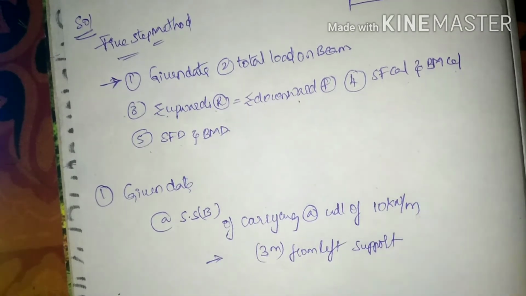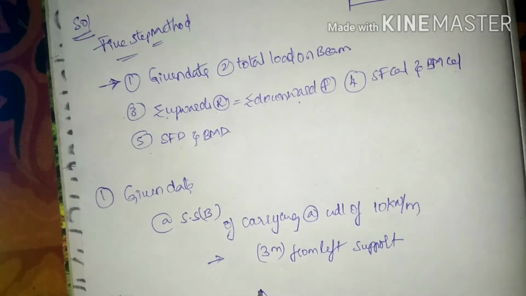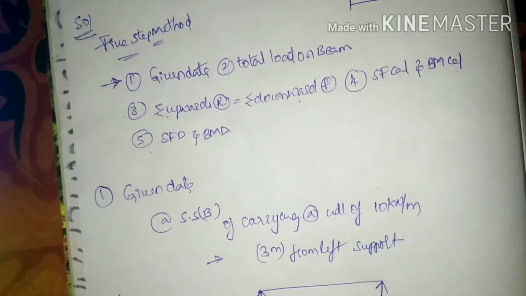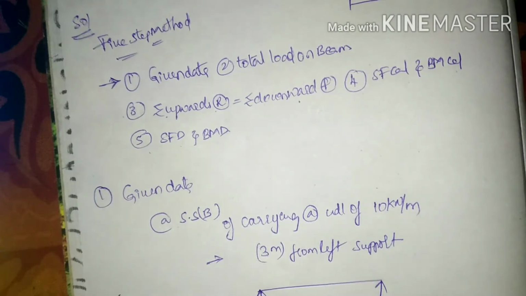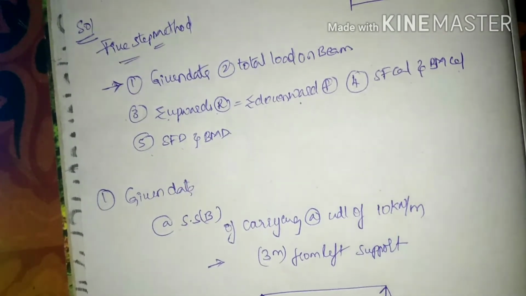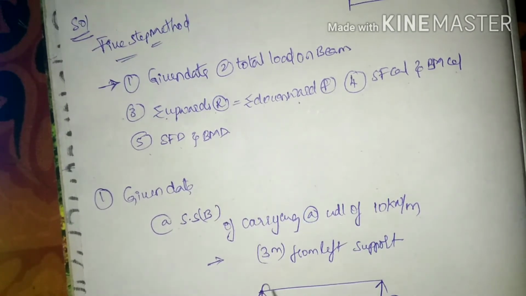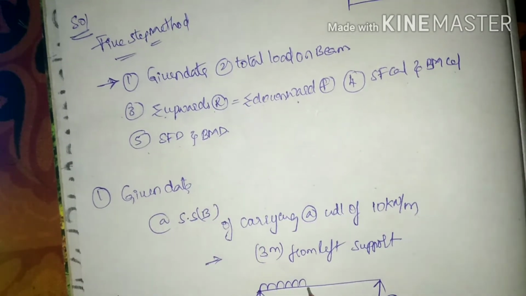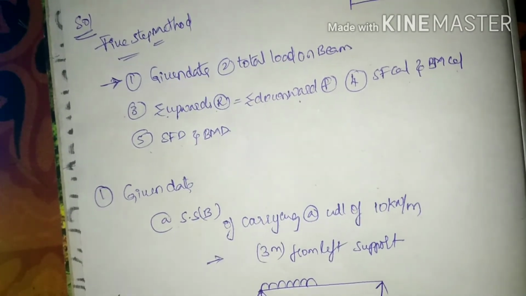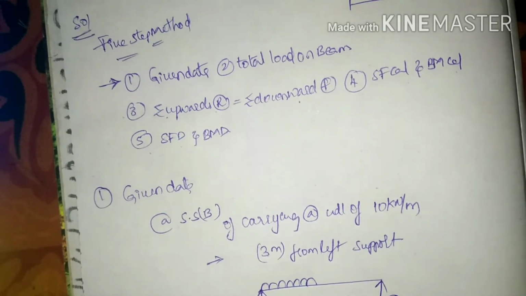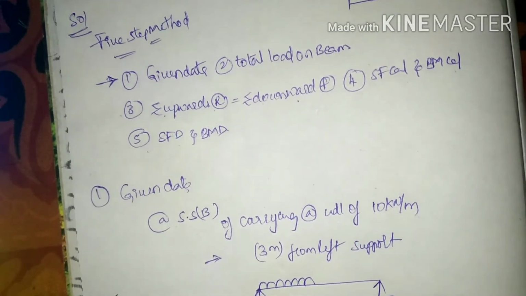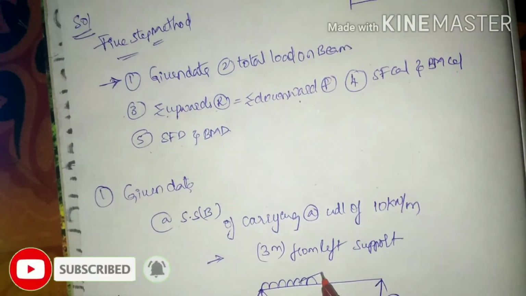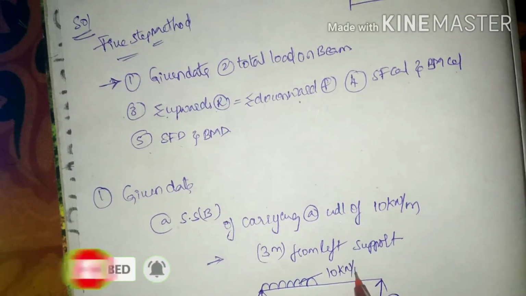For this, the diagram is going to be like this. Let us assume that here it is the A support and here it is the B support. For the supports we have the reactions RA and RB, and the UDL is acting for 3 meters from the left side. Let us assume that up to here it is 3 meters, the total span is 5 meters, so the remaining distance will be 2 meters. The magnitude of the UDL is 10 kilonewton per meter.